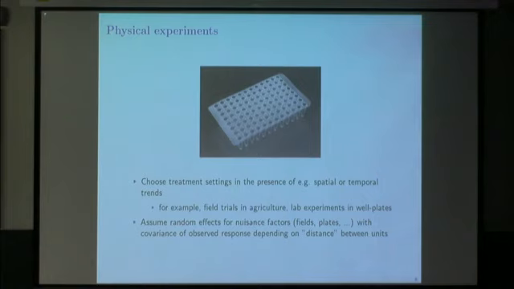So the Gaussian process prior is going to be assigned for the random effects for the Gaussian factors, where the Gaussian factors here are the well plates.